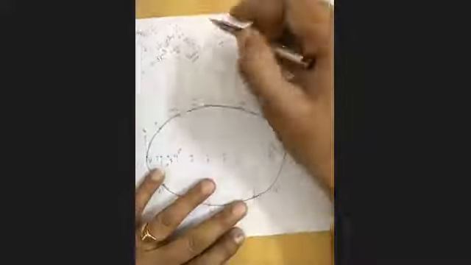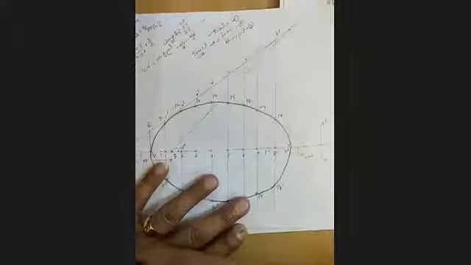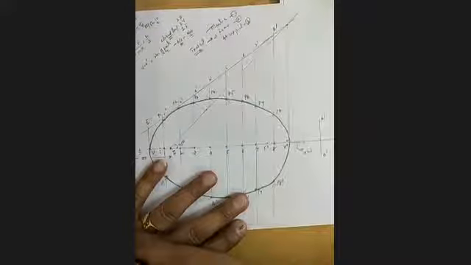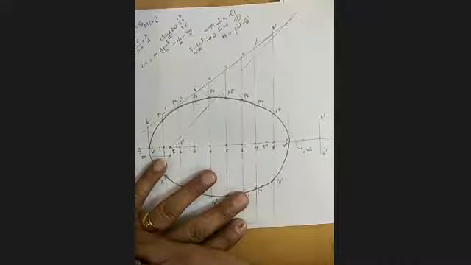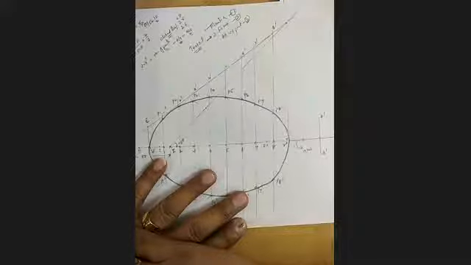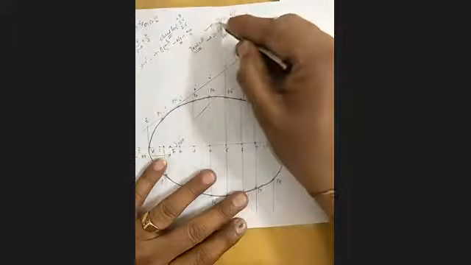But in this problem, I have taken the value from the directrix. Can you remember? I already dictated this. Also draw a tangent and normal to the curve at a distance of how much? 65 mm from the directrix. Yes or no? 65 mm from directrix.